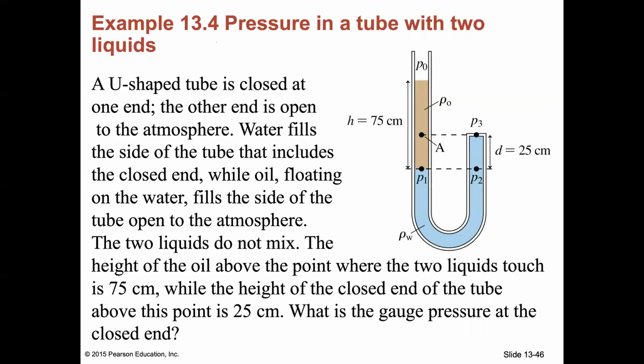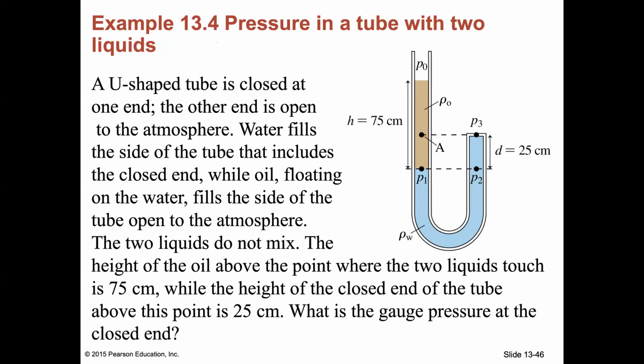Okay, now let's try to solve a more complicated problem. A U-shaped tube is closed at one end, at P3. The other end is open to P0, or to the atmosphere. Water fills the side of the tube that includes the closed end, while oil floating on the water fills the side of the tube open to the atmosphere. The two liquids do not mix. The height of the oil above the point where the two liquids touch is 75 centimeters, while the height of the closed end of the tube above it is 25 centimeters. What is the gauge pressure at the closed end, or what is the pressure at the closed end?